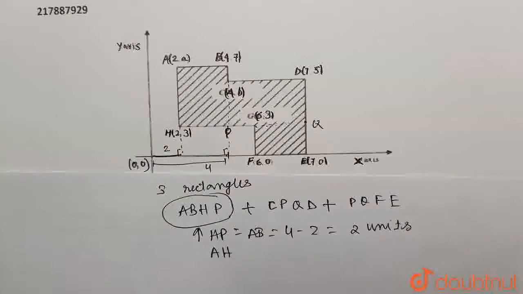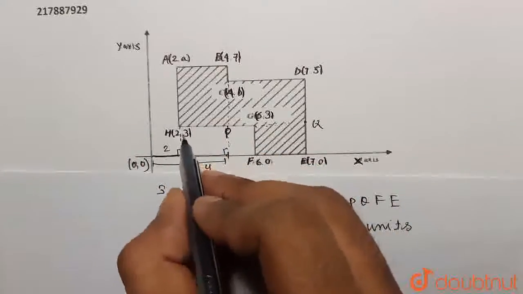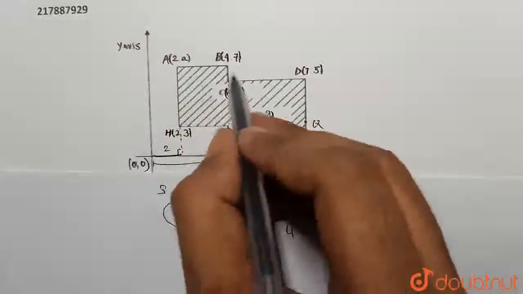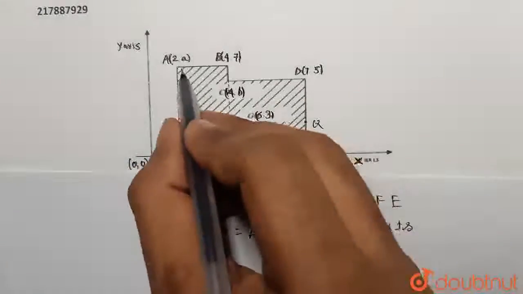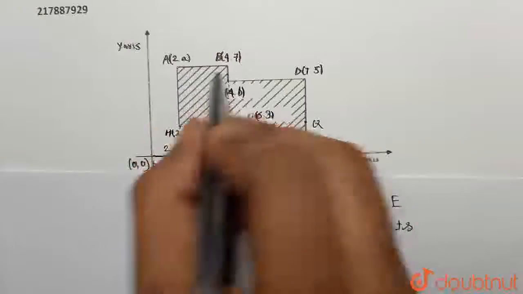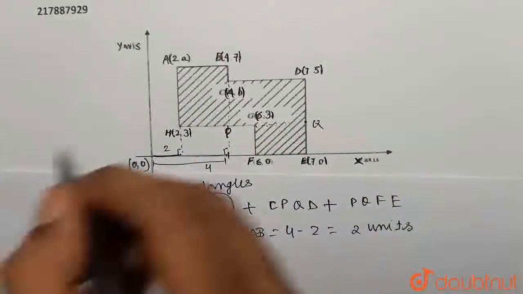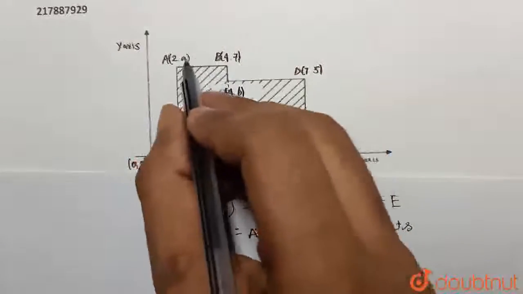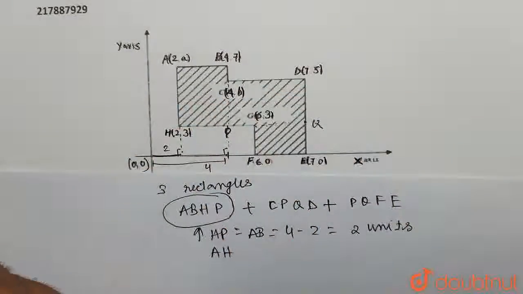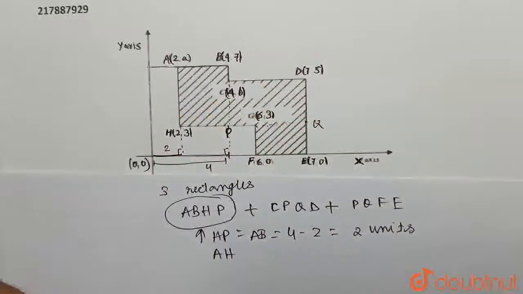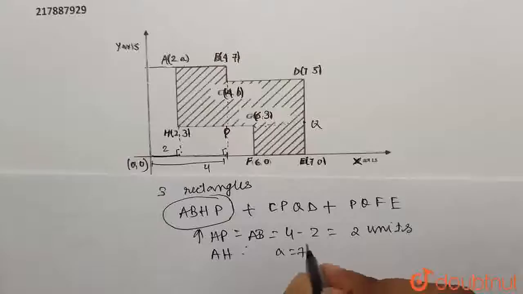Okay. Similarly, for AH, you can see that this point coordinate is 3. Now, since they say that the lines are either horizontal or vertical to the x-axis, if this line is parallel to the x-axis, then the y-coordinate of this point must be constant. So A will be equal to 7, because if you join this line, this y-coordinate will be constant. Okay, so the value of A is equal to 7.